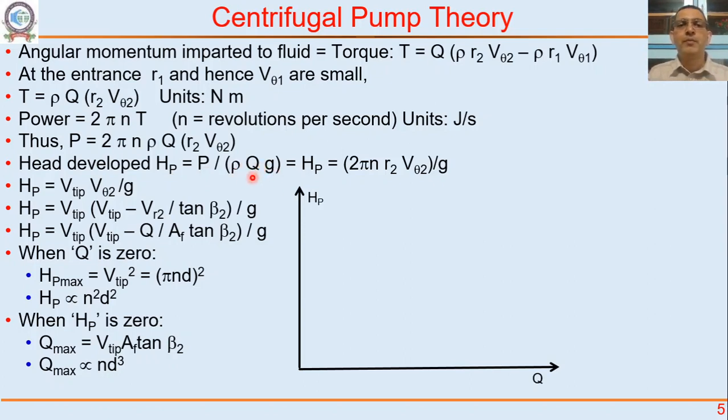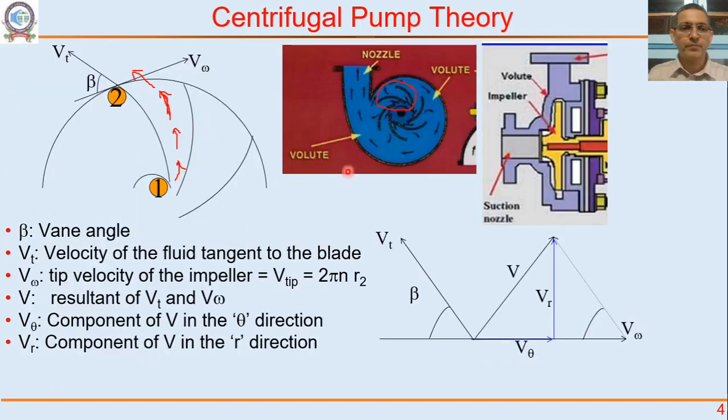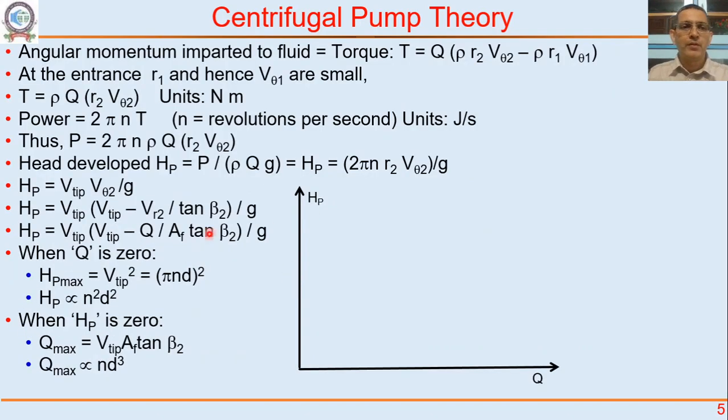Recall from our Bernoulli equation lectures. So head that is imparted, Hp, is nothing but 2 pi n R2 multiplied by V theta 2 rho, and then I will divide by g. Rho has cancelled out, and g. And 2 pi n R2 is nothing but our tip speed, tip velocity, V tip. Okay, I can know that very easily. I know the speed of rotation, I know the size of the impeller. So V tip can be easily calculated. So head that is imparted is V tip multiplied by V theta 2 divided by g.